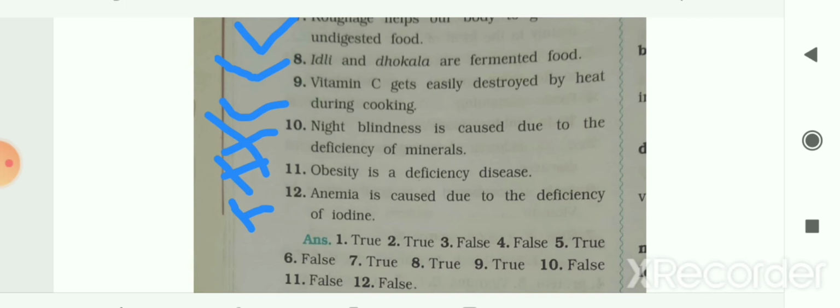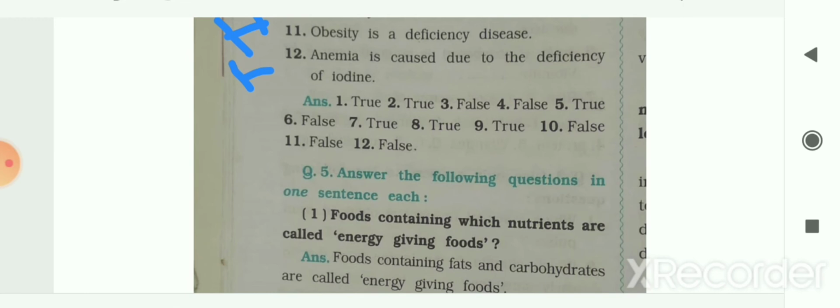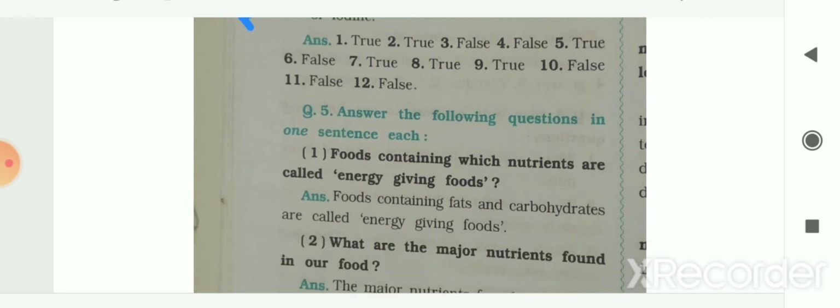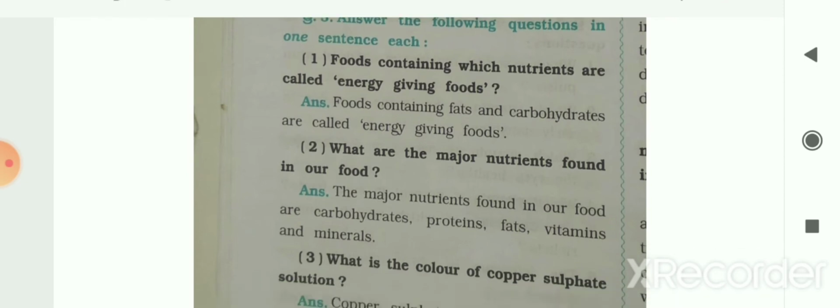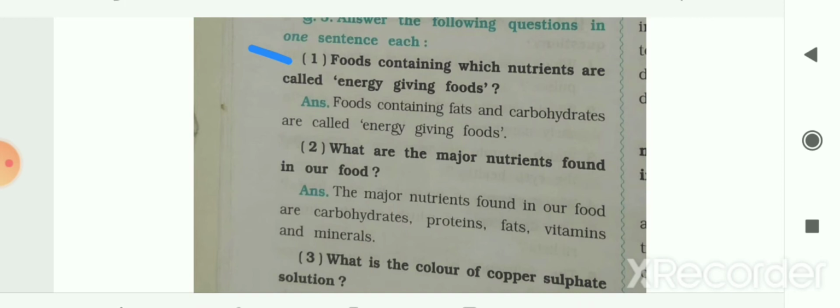Next question, here the answer of the true false is given to you. The next question is answer the following questions in one statement or one sentence. In that first one, food containing which nutrients are called energy giving foods? So foods containing fats and carbohydrates are called energy giving foods.